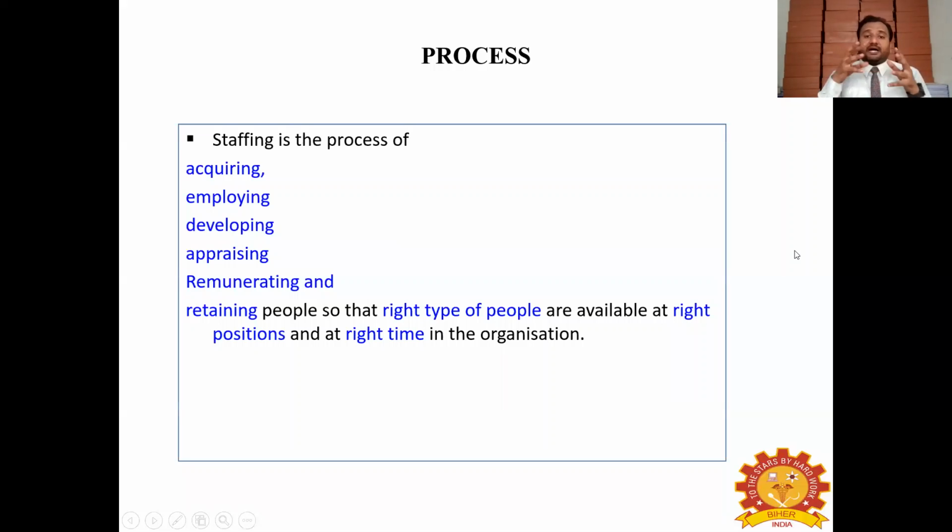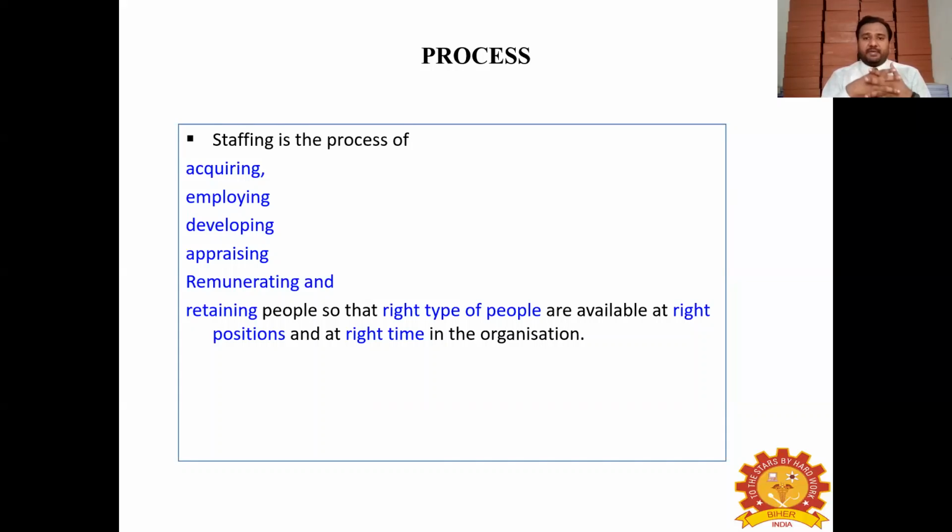So what are all the different processes that are involved in staffing? As I already told you, staffing is a very big thing to be done in an organization. So we need to go for prior planning. We need to forecast accordingly. I mean, the demand that we need should be equal to the supply. We cannot take more people than what we demand, etc.